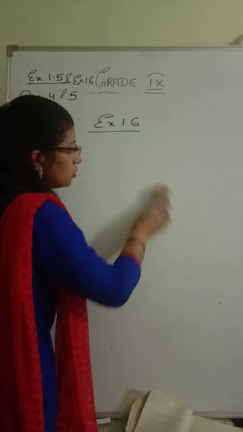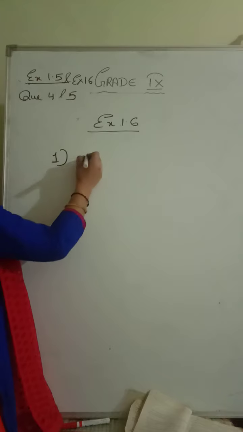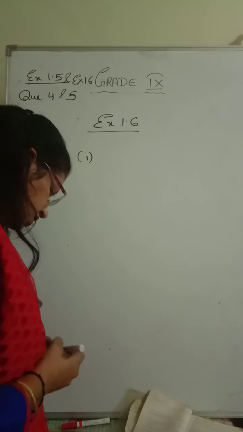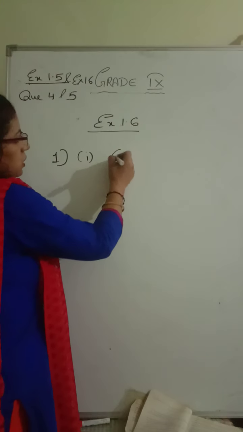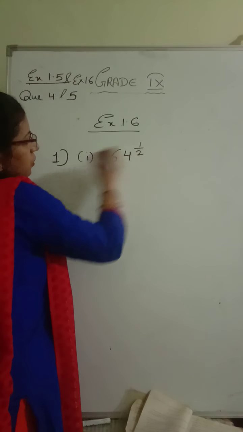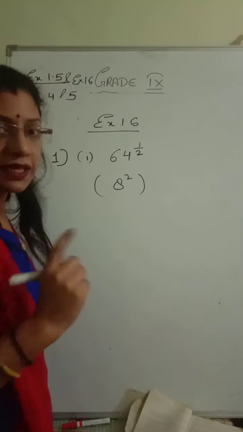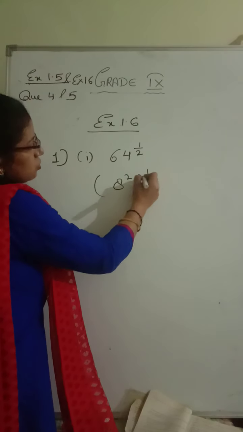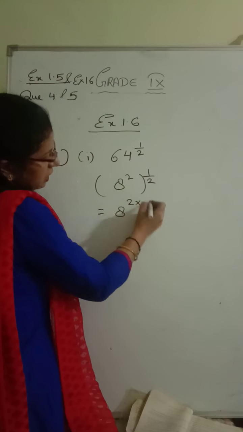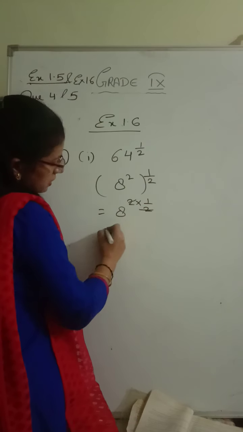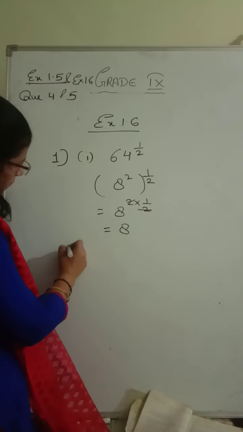Okay. So come to first question, first part. Your first question, first part is 64 raised to the power 1 upon 2. So how you can do it? 64 we can write as 8 square, 8 8s are 64, raised to the power 1 upon 2. Open it. 8 is raised to the power 2, nothing is here, multiply 1 upon 2. 2 to 2 cancel. That means it is 8. Answer.